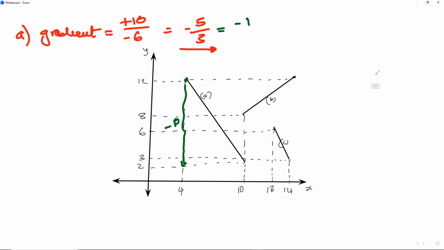As long as when you're going down, you make the number negative, and if you're going left, the number is negative. If you're going up, the number is positive, and if you're going right, the number is positive.